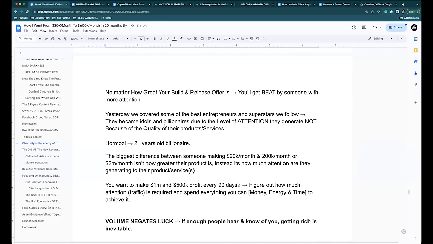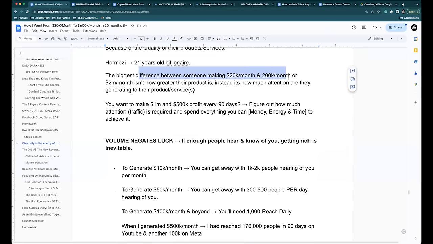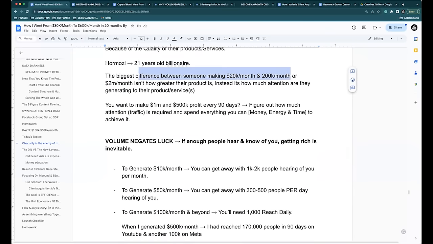Which is why yesterday I covered that some of the best entrepreneurs and superstars became idols and billionaires due to the level of attention they generate, not because of the quality of their products or services. Okay. Like Hormozi today is going to make infinitely more money, not because he got better with lead gen or sales process or how to fulfill for clients, but because now he has ridiculous amounts of attention. Okay. The difference between someone making 20K a month and 200K a month or $2 million a month isn't necessarily how great their product is. Instead, it's how much attention they are generating to their products and services.